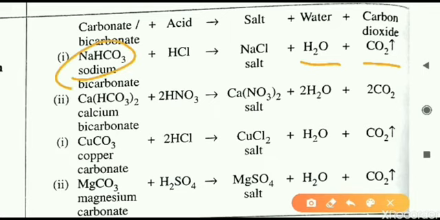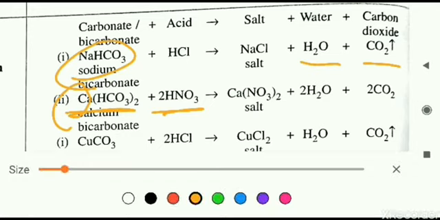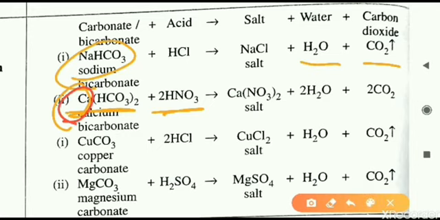This applies to sodium bicarbonate, and to any bicarbonate, not only this one. In the next equation you can also see calcium bicarbonate reacting with an acid. Here they have taken nitric acid. So now what will happen? Calcium, the positive part, will attract the negative part, nitrate, NO3 minus, and what will we get? Calcium nitrate, Ca(NO3)2, and the remaining part will be water and CO2.